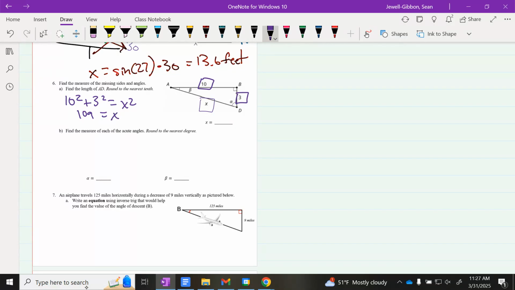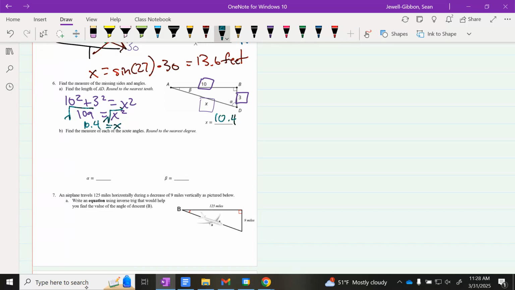And again, that's not a final answer. We have to make sure to take the square root at the end. So we're going to take the square root of 109, take the square root of x squared, and that's going to leave us with x equals approximately 10.4. So rounding to the nearest tenth is going to give us 10.4.